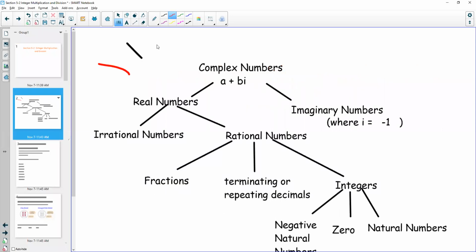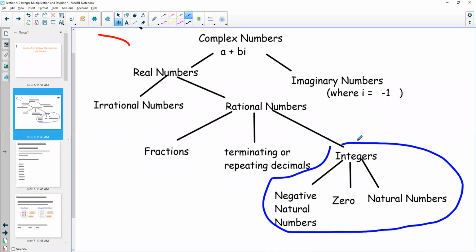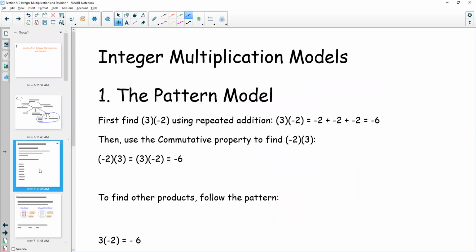So once again, we are squarely down here in the integers, in the natural numbers, which is the integers, which is the natural numbers and 0. Together, those make whole numbers and negative natural numbers. We're going to start by talking about multiplication models.